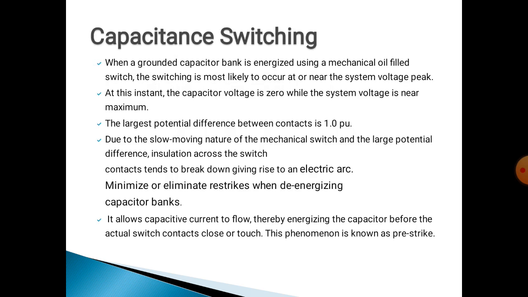Next is capacitance switching. In this capacitance switching, the largest potential difference between the contacts is 1.0 per unit. In each capacitance switching, the operation may be unsuccessful due to ignition and restriking of the switch during the opening condition. When the switch interrupts, the capacitor is fully charged to the maximum voltage.